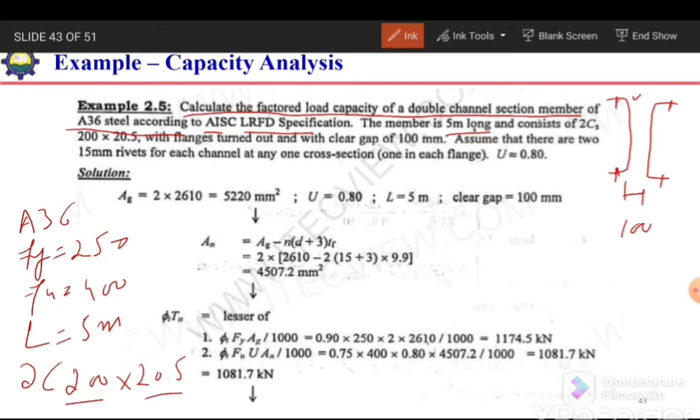Okay. Next is the information given, because the complete detail of connection is not given. It is given over here that we assume U, the shear lag factor, is equal to 0.8.